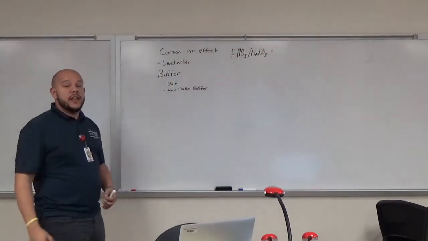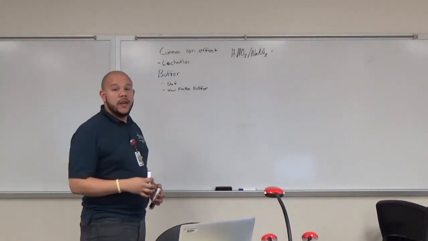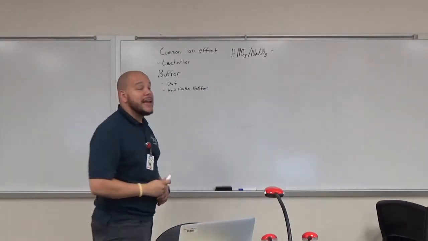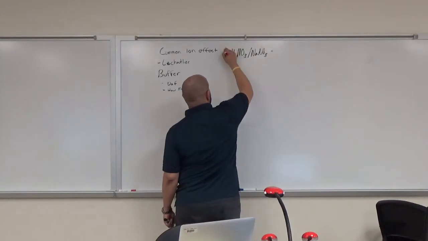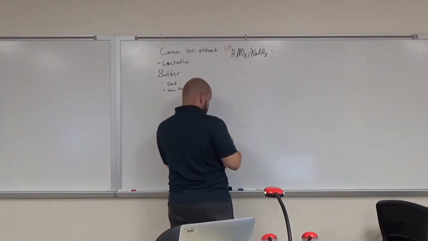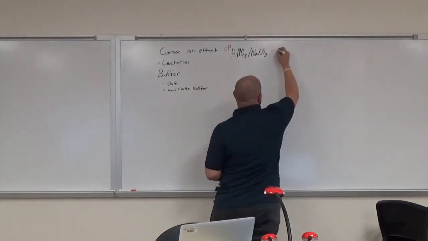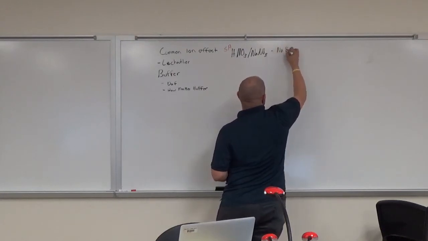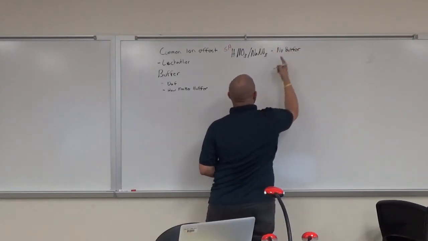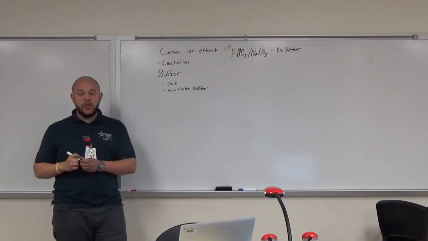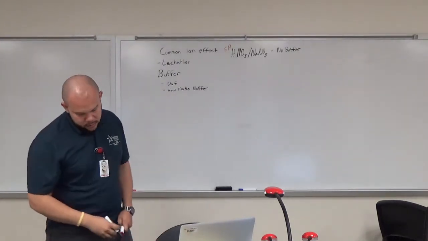As soon as we look at this, we need to be able to recognize each of these. Now, HNO3 is a strong acid. Immediately, that means that we are not dealing with a buffer, because there is no equilibrium that exists with a strong acid. So we can go ahead and throw that one out.